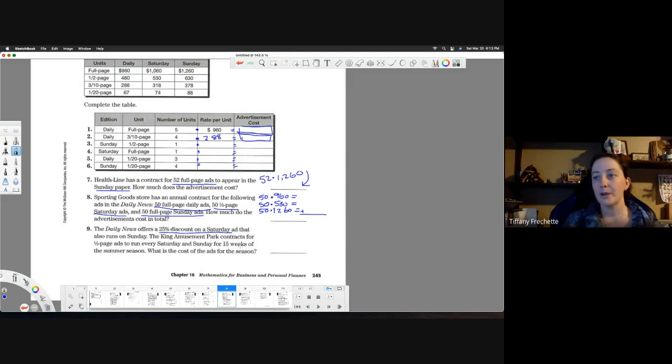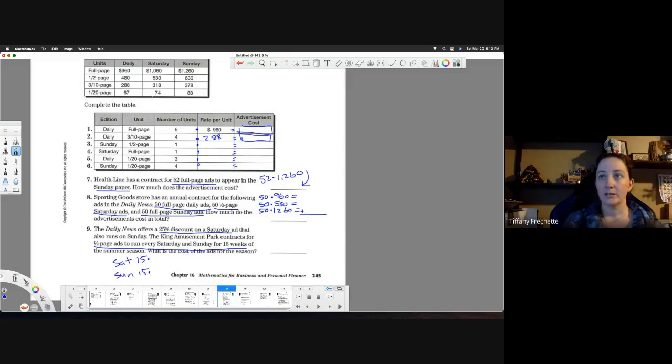The King Amusement Park contracts for half-page ads to run every Saturday and Sunday for 15 weeks of the summer. So we have Saturday and we have Sunday. We need to calculate both of these. So Saturday, we have 15 for each because we have 15 Saturdays, 15 Sundays, and we just need to pay attention to the fact that we're going to have a discount on Saturday.